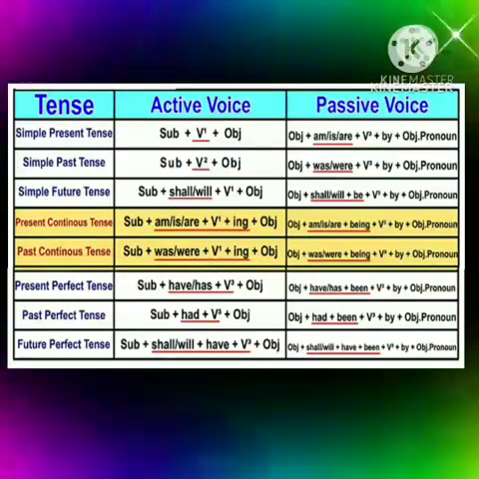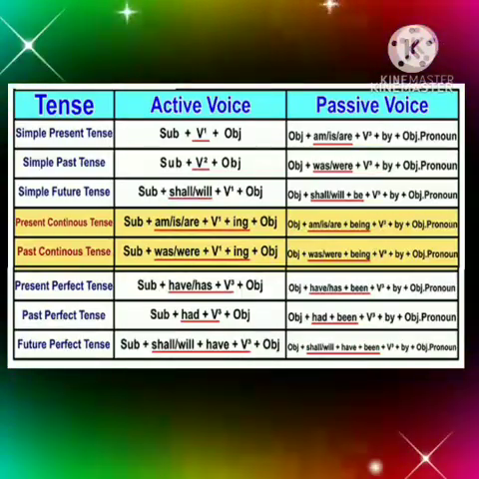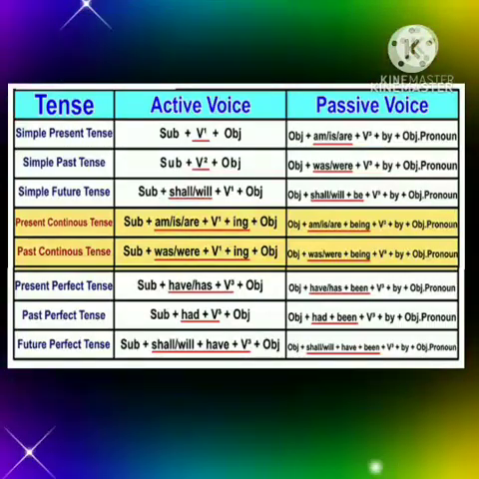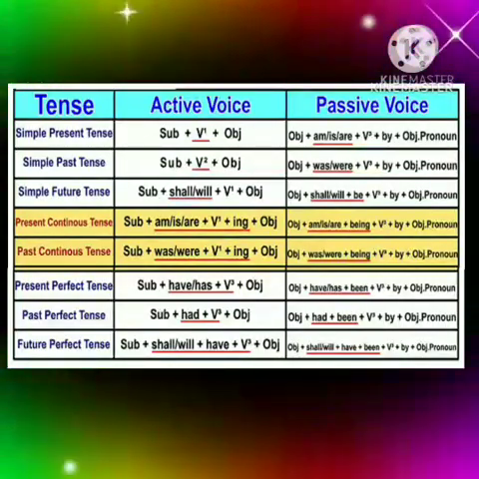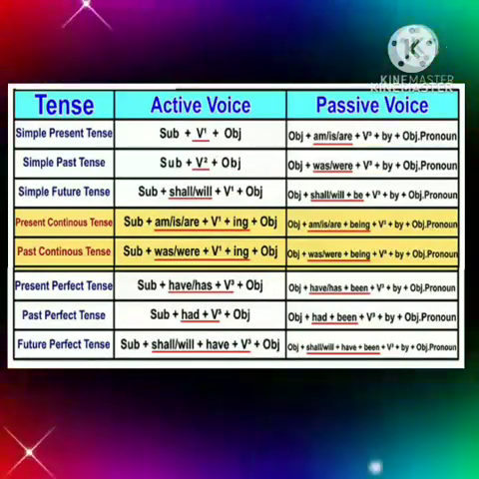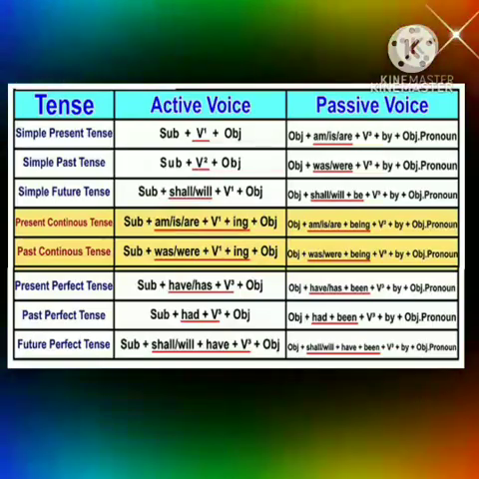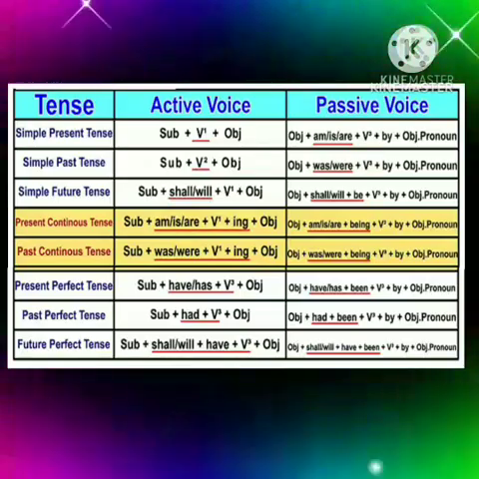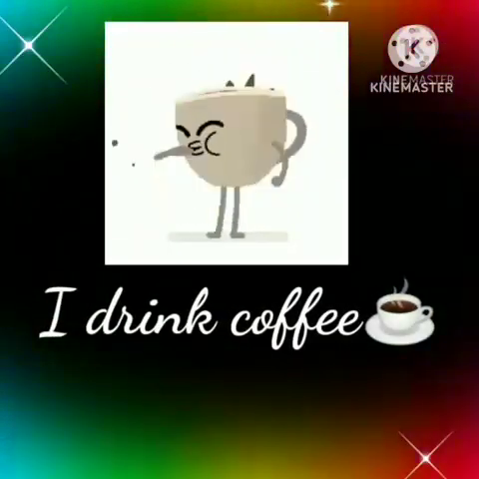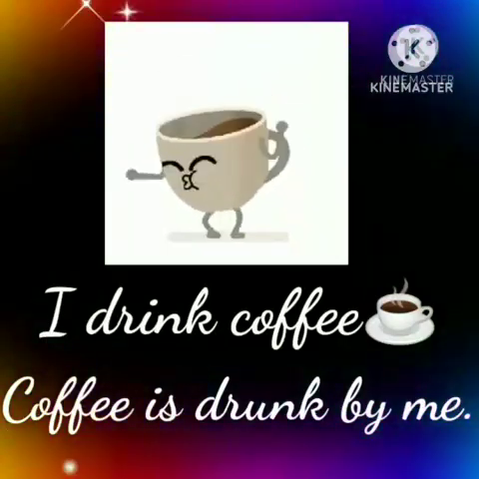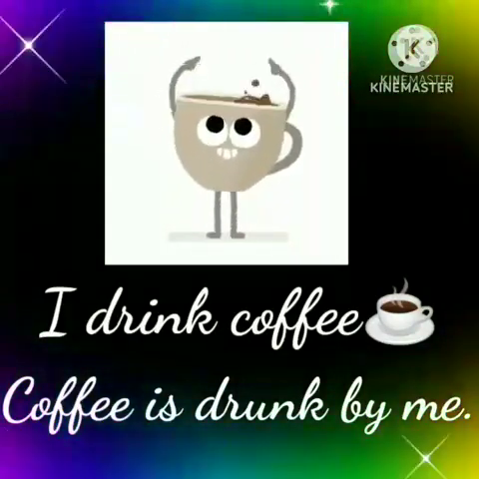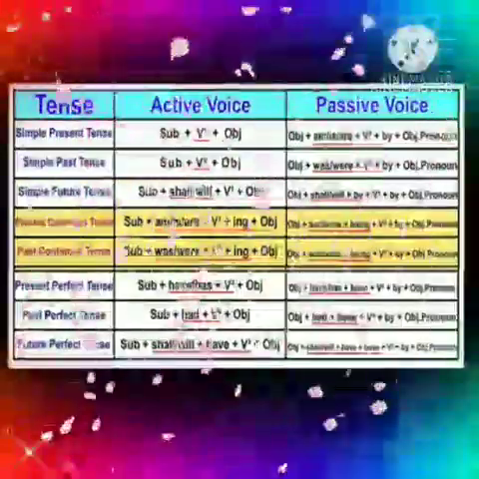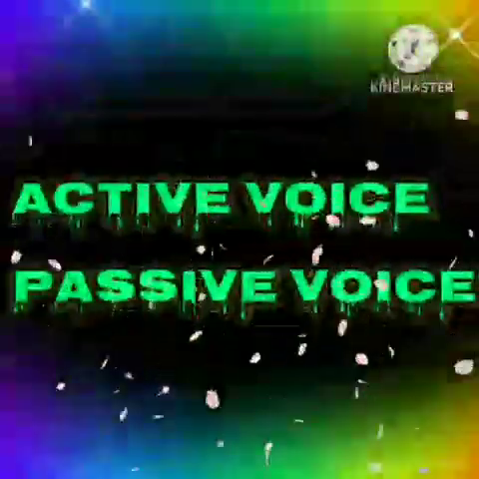Simple future, will or shall plus verb 1, passive form, will or shall plus be plus V3. Future perfect, will or shall plus have plus V3, will or shall plus have been plus V3. That's all. This verb form is very important. You people should know it clearly. That's all the tense forms for passive voice. It is really easy. And come back to the sentence that we are seeing. I drink coffee. Coffee is drunk by me. Now do you understand how we wrote the answer? So you should know the tense forms of active and passive voice thoroughly, then only can we write the correct answer. That's it.